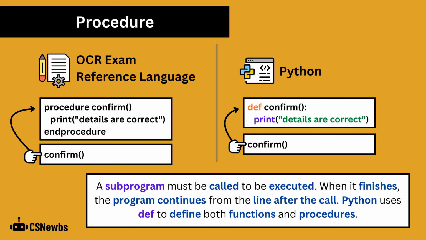Now we will look at subprograms. A subprogram must be called to be executed. When it finishes, the program continues from the line after the call. Python uses def to define both functions and procedures, which are the two types of subprogram.